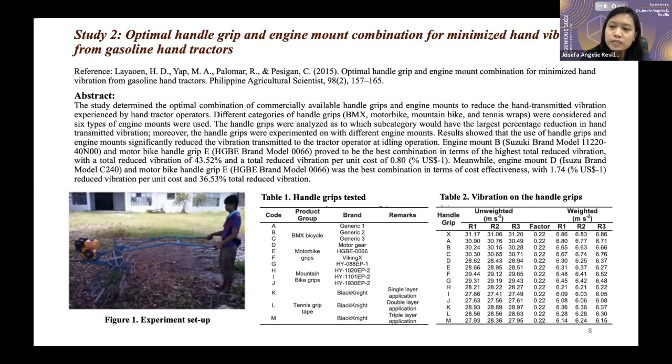Various handle grips and engine mounts available in the Philippine market were identified through market research and survey. From this, the results were further categorized only among those which can fit the handlebar of the existing hand tractor that will be used in the study. A few handle grips were then determined. These included the BMX, the mountain bike, the motorbike, and the tennis rubber tape. All were found to fit the handle diameter of the hand tractor. Meanwhile, three engine mount brands were considered, namely Isuzu, Suzuki, and Mitsubishi.